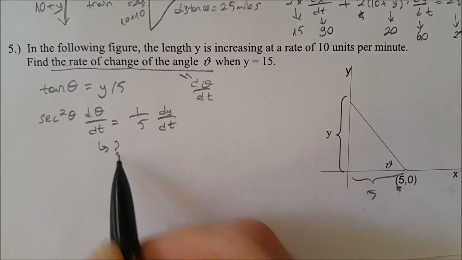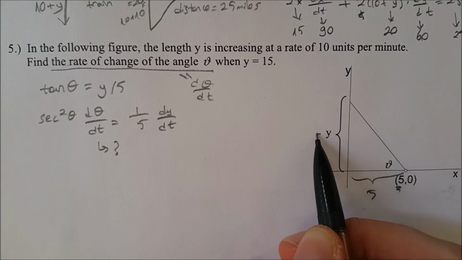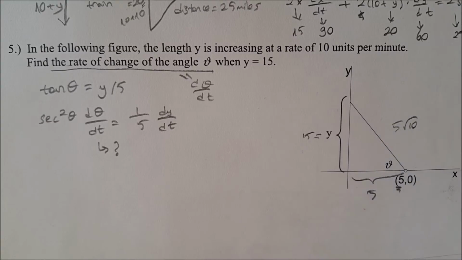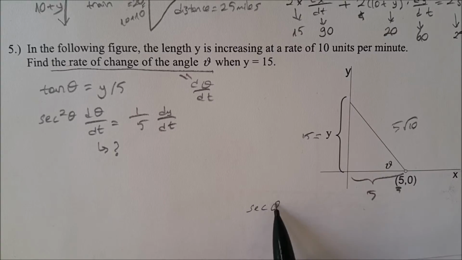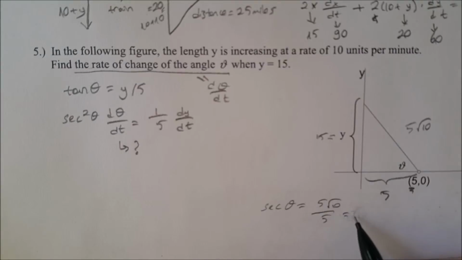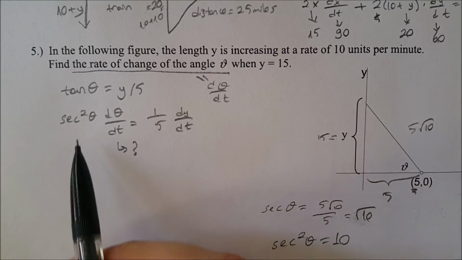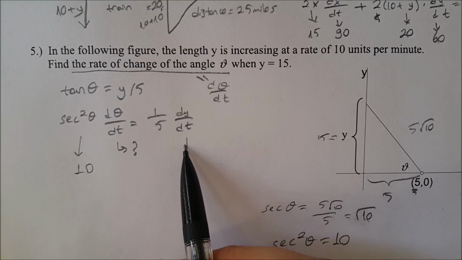So that's what we're looking for in this equation. Since we are asked to find this when y is equal to 15, we put it into the sketch, and we find that the hypotenuse is equal to 5 root 10. So secant theta is 1 over cosine theta, which is equal to, in this case, 5 root 10 over 5, which is equal to root 10. So secant squared theta is 10.